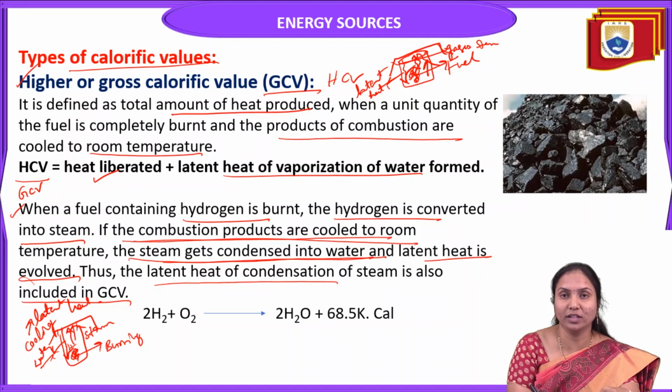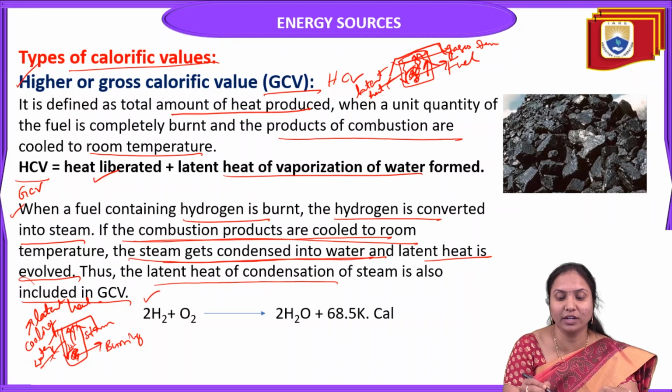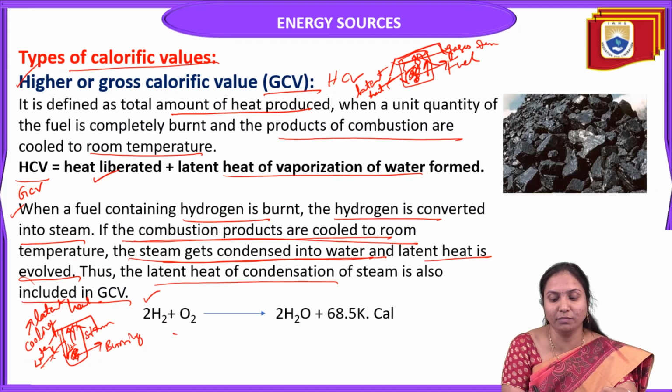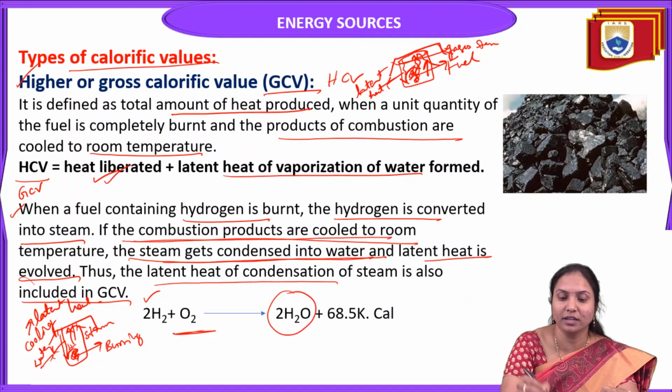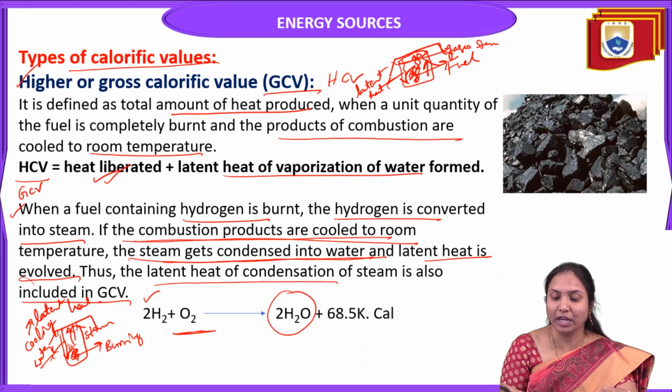So what reactions take place if the fuel contains hydrogen? During the burning process, it produces steam and liberates energy. That heat is liberated during burning of the fuel, and when it is cooled to room temperature, the steam is condensed back into water. In this case, it releases the latent heat of vaporized water, so that we also consider here.